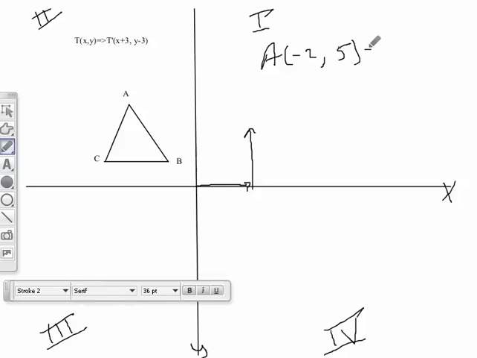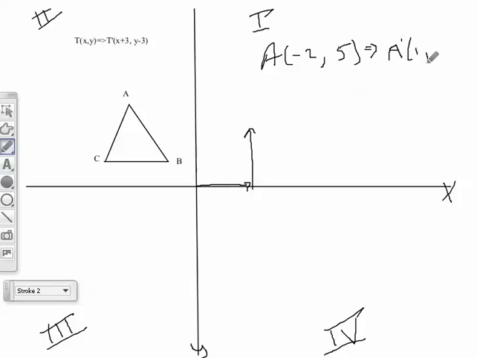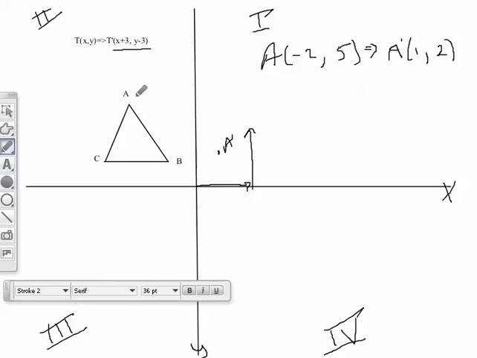And I'm going to use the rule. I'm going to add 3 to the negative 2, and I get a positive 1. So my A prime is going to be located at positive 1, comma, and y minus 3, 5 minus 3 is 2. It's going to be located at 1, comma 2. That's going to be easy to find. All I've got to do is move over 1 and up 2, and my new A prime is going to be located somewhere like that. It is simply using the rule I'm given and the point I'm given and relocating it. Okay? That's all that it amounts to.